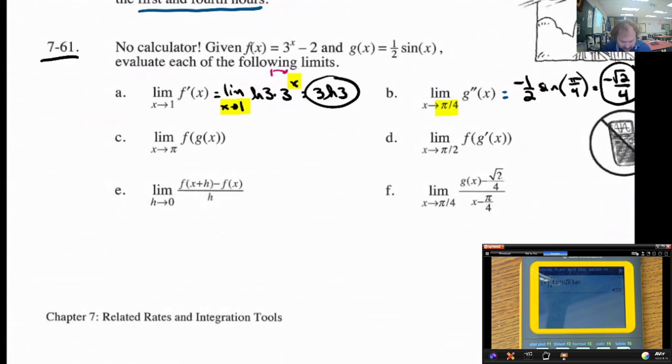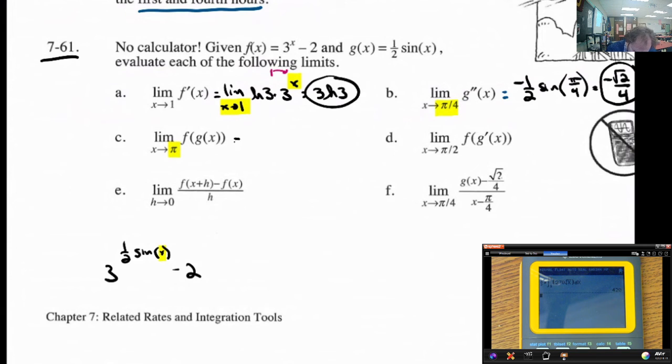Question C, limit as x approaches pi of f of g of x. So, it might be a good idea to map out what f of g of x is. It would be 3 raised to the 1/2 sine of x power minus 2. And again, that is a perfectly condensed formula with no breaks. It'll be perfectly continuous. So all we've got to do is plug in pi.